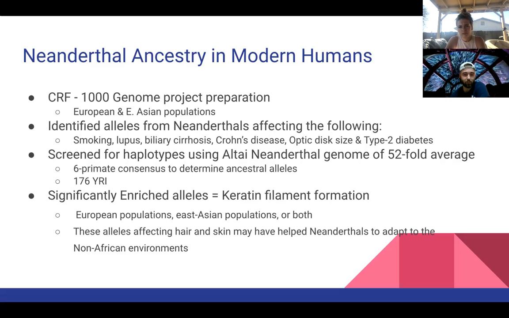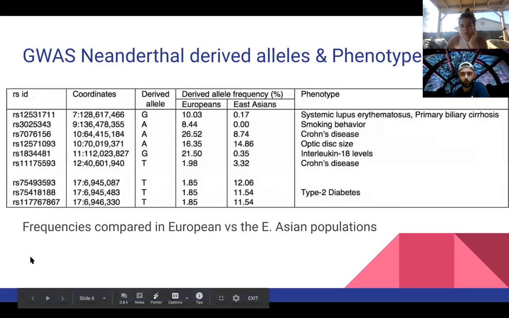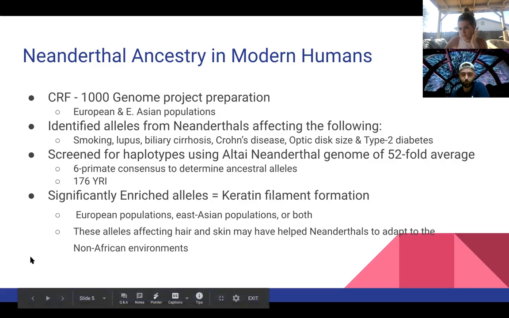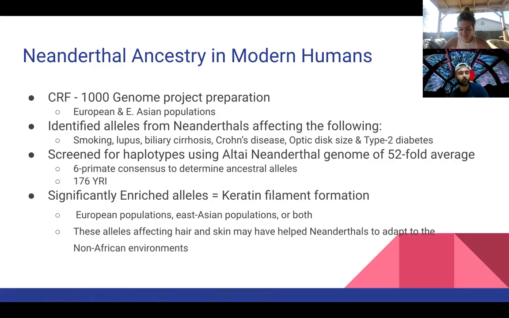And they found that significantly enriched alleles for people with these leftover Neanderthal alleles that are still present are keratin filament formation alleles. So that's why in the picture on the first slide, he was really hairy. But they thought that these alleles affecting hair and skin may have helped them to adapt to non-African environments.